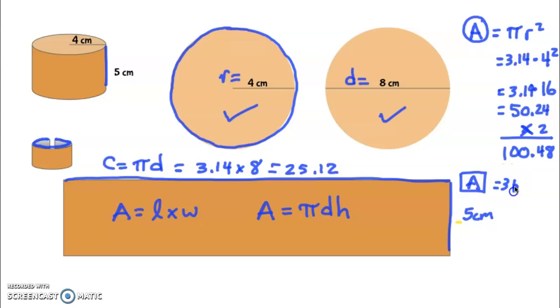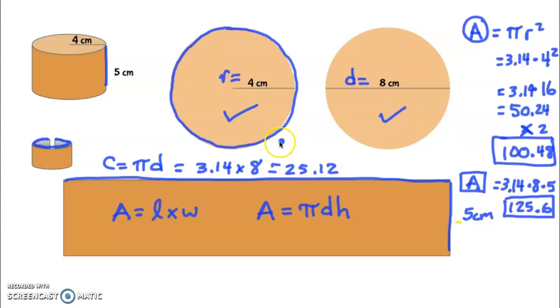So 3.14 times 8, the diameter, times 5 gives us 125.6. All right, so we have our two circles here and our rectangle here.